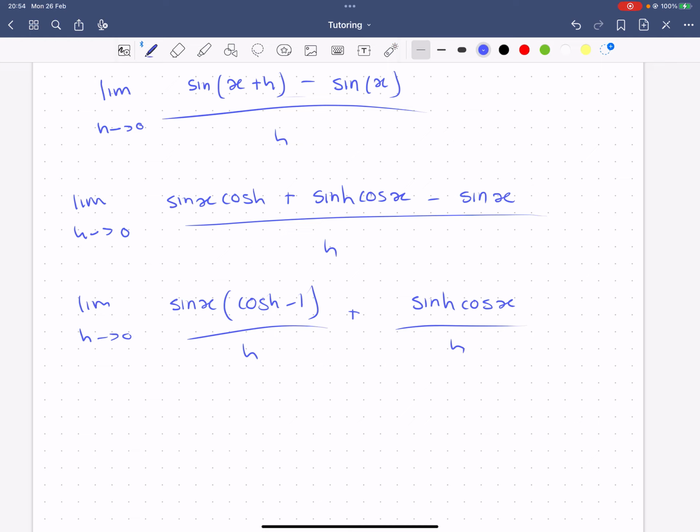Now, if we started to substitute, say, 0 into this first fraction, well, cos of 0 is 1. So since cos of 0 is 1, then 1 minus 1 is 0. So this whole part of the expression goes away.